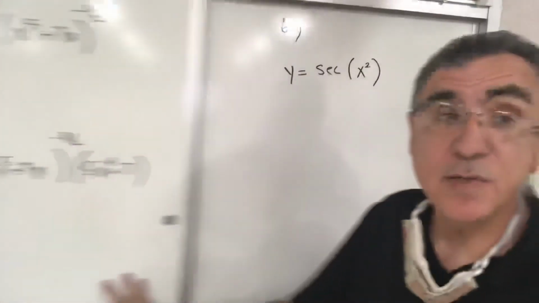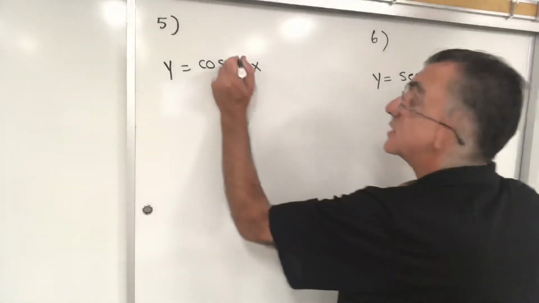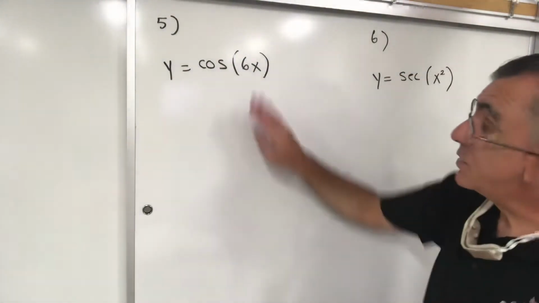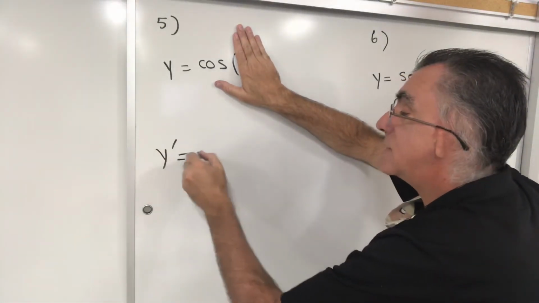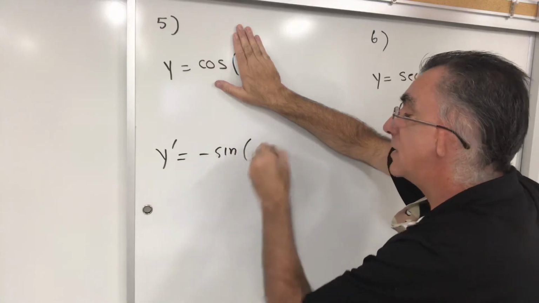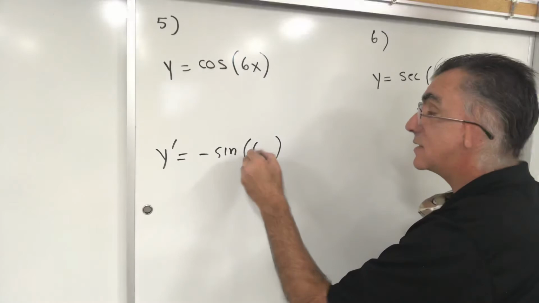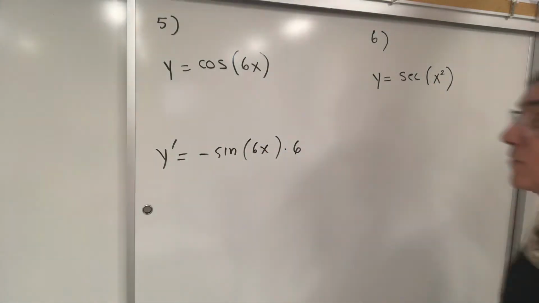Now let's look at some trig questions. What if you have cosine 6x? Let me put it in parentheses. Same idea. You cover it up and you say to yourself, what's the derivative of cosine? The derivative of cosine is negative sine. But it's not x, it's 6x. So then you have to multiply by 6. You have to do what's called a chain rule on that.